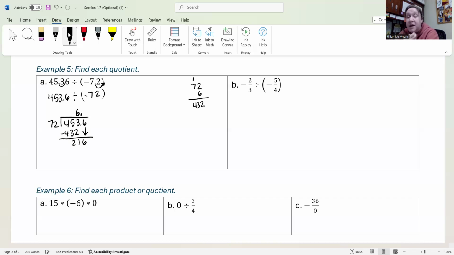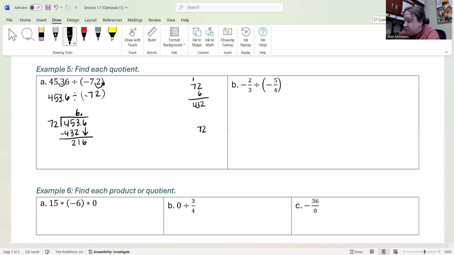So we're going to do that estimation thing again. So 72, we're going to think it's close to 70. 216 is close to, let's say, 220. And then just think, okay, how many times would 7 go into 22? Well, 7 would go into 22 3 times. So let's see if 72 will go into 216 3 times.